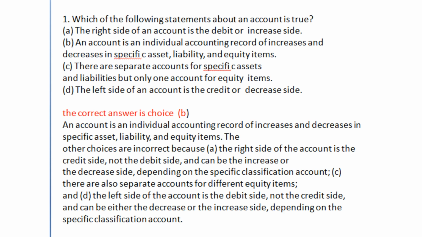C. There are also separate accounts for different equity items. And D. The left side of the account is the debit side, not the credit side, and can be either the decrease or the increase side, depending on the specific classification account.